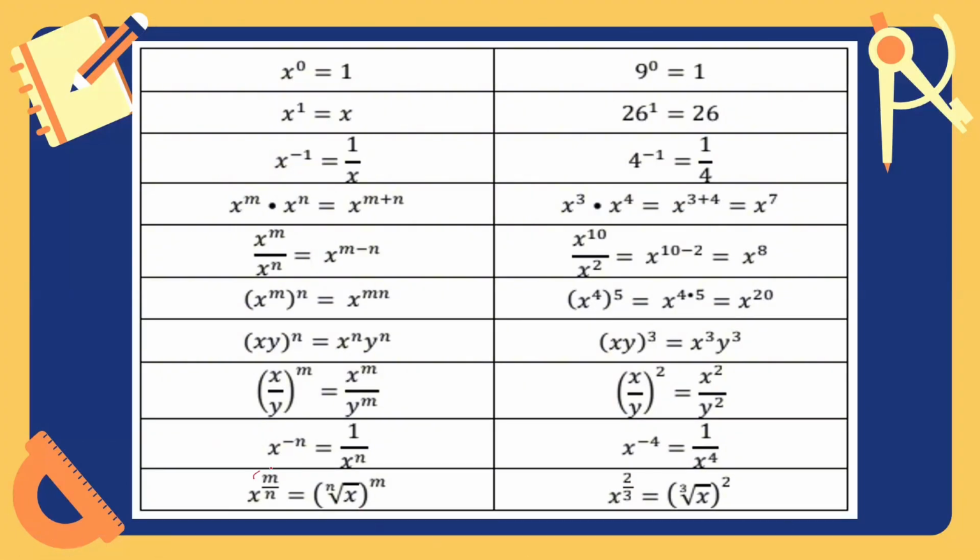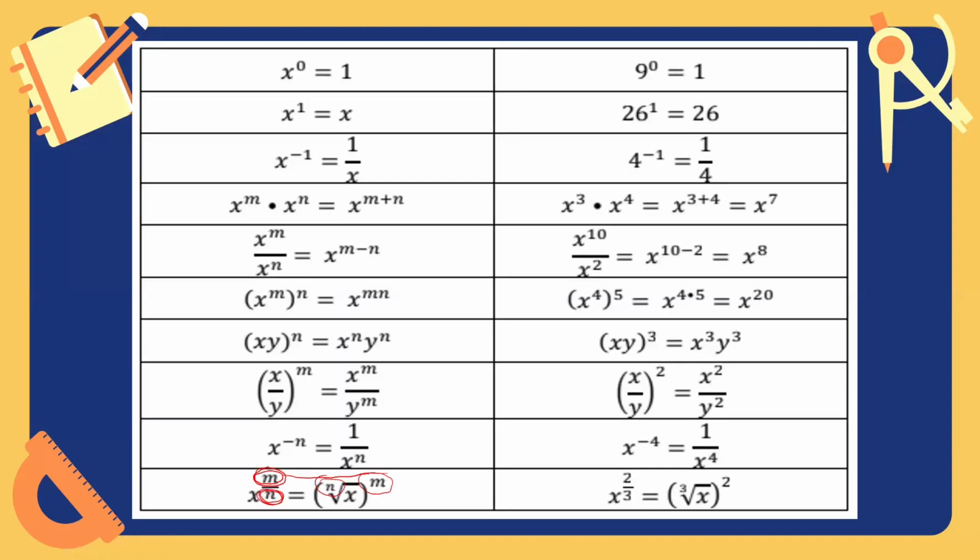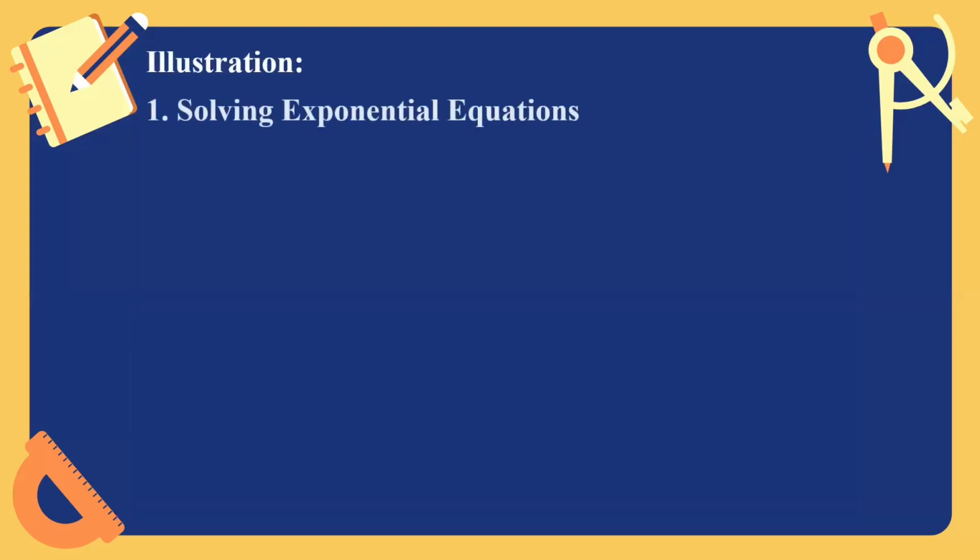So the numerator of your exponent will be the exponent of your radical, while the denominator of your exponent will be the index. Okay, and the base will be the radicand of your given radical expression. Okay, so ngayon, we need to recall the following laws of exponent so that we can apply them here in our topic, exponential equation.